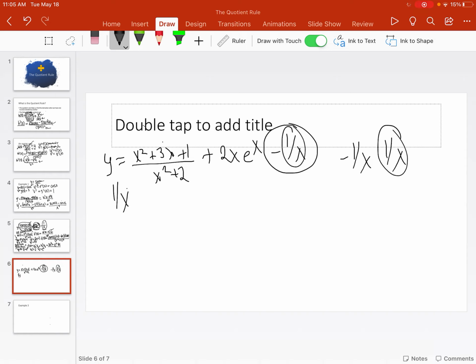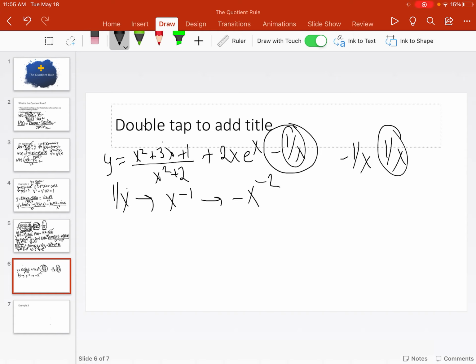And we did this when we did our power rule. We know we can write 1 over x as x to the negative 1. And we take the derivative, we bring down the power. So we got negative x to the negative 2. We subtract 1 from the exponent. So that's pretty easy. That's just using the power rule. And there we go. We found the derivative of our last term.